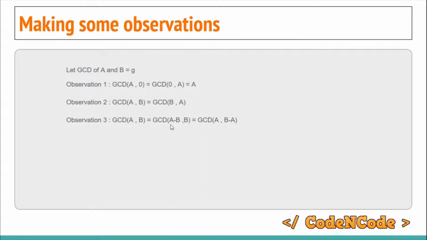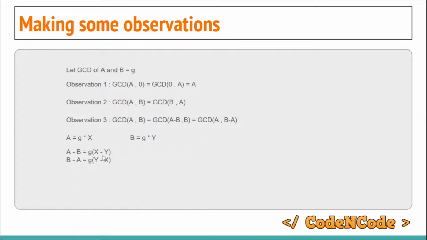Now GCD of A, B is equal to GCD of A minus B, B, or GCD of A, B minus A. Now why is this true? Since we have already seen GCD of A, B, let GCD of A, B be G. Then A can be written as GX and B can be written as GY, where X and Y are some integers. Now if we take a look at A minus B and B minus A, A minus B can be written as G times X minus Y. If you replace A and B with these two, then A minus B can be written as G times X minus Y, and B minus A can be written as G times Y minus X.